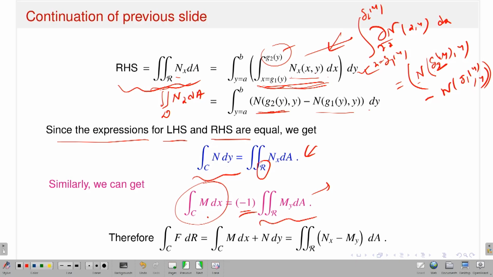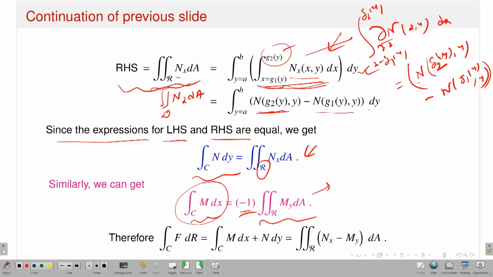The right hand side you can also do, because you have the region, and the region is both horizontally simple and vertically simple. You just use how to calculate a double integral over a horizontally simple or vertically simple region. By Fubini's theorem you can write it as an iterated integral, and you can conclude that the line integral of capital M over C is nothing but minus 1 times the double integral of del M del y over the region R. Then what you have to do? You have to just add it.